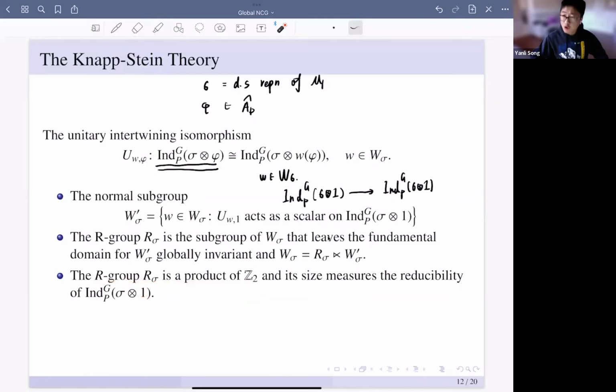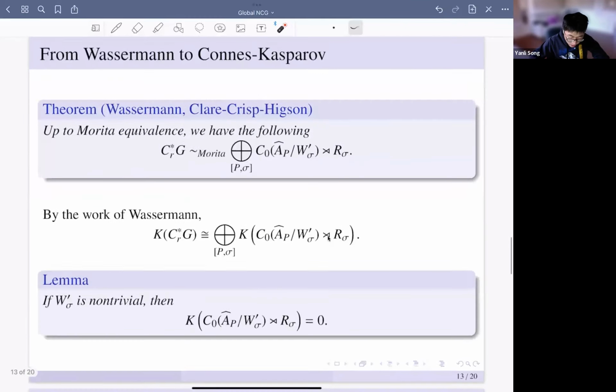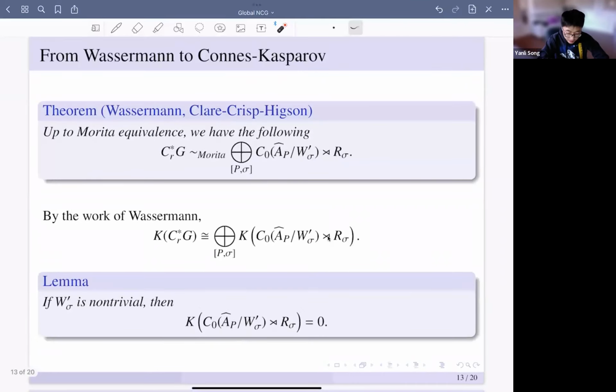Okay, and this R group turns out to be very important for us to compute the K-theory of the reduced C*-algebra in the following sense. If we know the structure of the reduced C*-algebra, it helps us a lot to compute its K-theory, because following Wassermann and by the work of Clare, Chris, and Nigel, up to Morita equivalence, this reduced C*-algebra is Morita equivalent to the following.